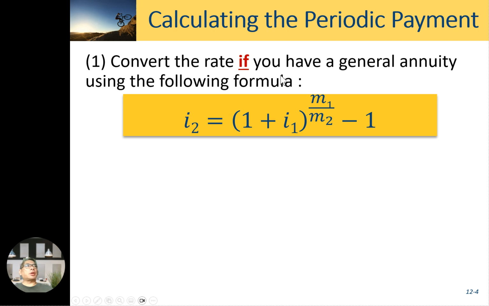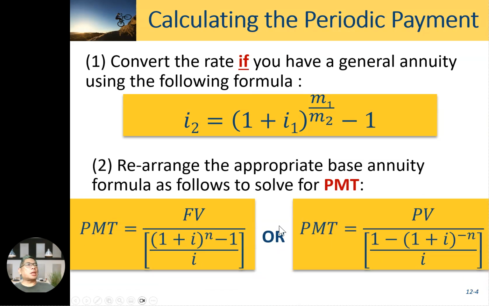Convert the rate if you have an annuity using the formula. This is the formula here: i2 equals (1 plus i1) to the exponent m1 divided by m2, minus 1. So when you rearrange it, it's going to be like this for PMT. That's basically the logic for payment.